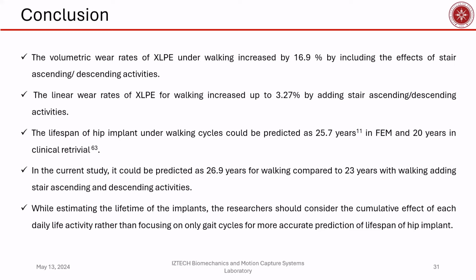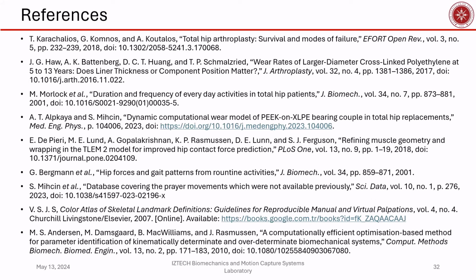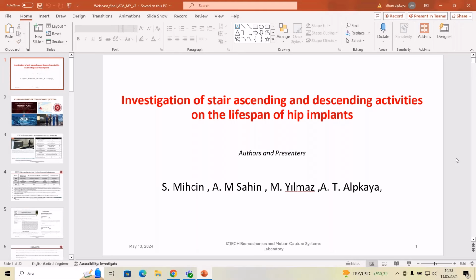We aim to estimate the lifespan of the EP implant. In the current study, it could be predicted as 26.9 years for walking compared to 23 years with adding the stair ascending and descending activity. While estimating the lifespan of the EP implants, the researchers should consider the cumulative effect of each daily life activity rather than focusing on only gait activities for more accurate prediction of the lifespan of EP implants. Thank you for listening. If you have any questions, we will answer them.